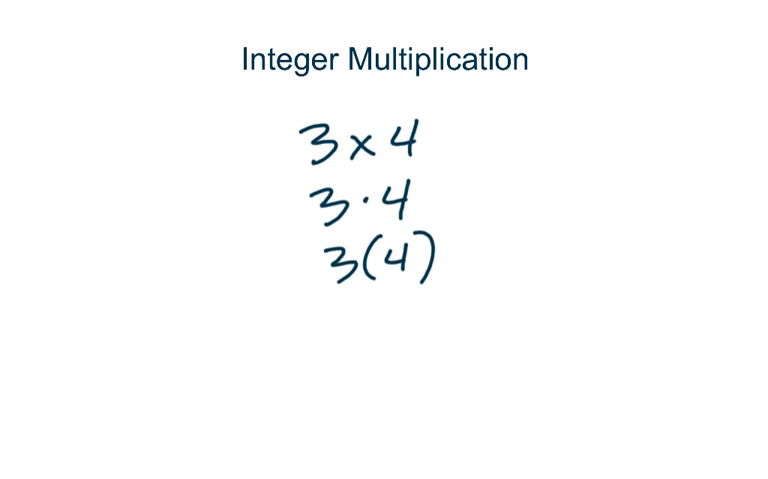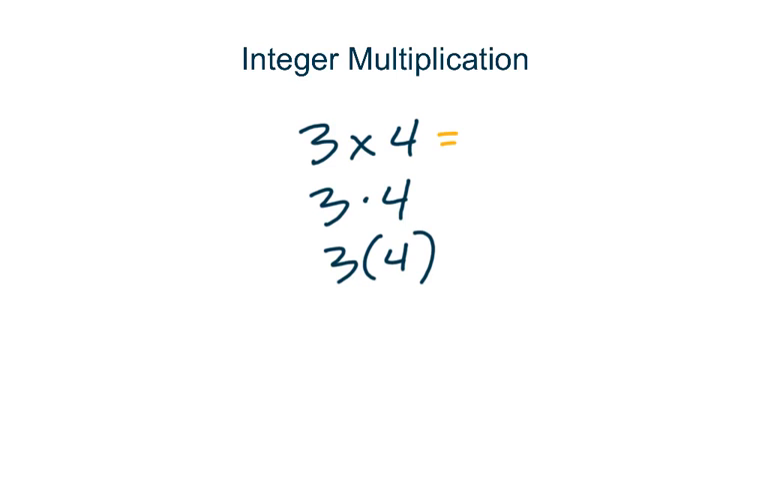So if you remember, there are three ways for us to write multiplication. We can write it with the X sign in between, we can write it with the dot in between, or we can write a number in front of a parentheses set with another number on the inside. So these are our different ways of writing multiplication, and you might see them in any given way.